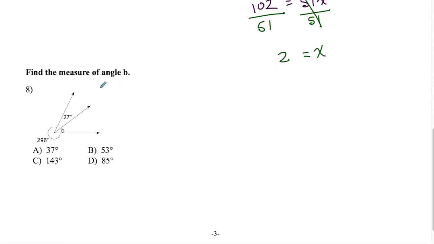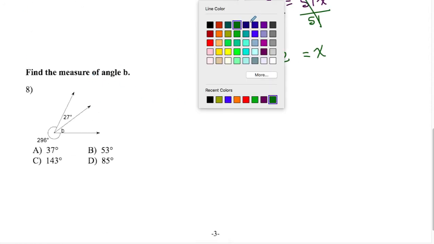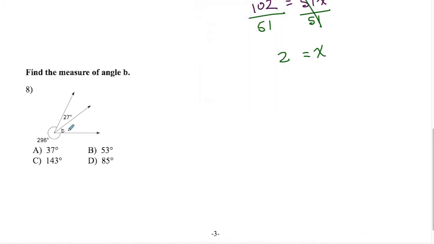On to number 8. Find the measure of angle B. I know that if I add up all three of these angles, they should add up to 360 because there are 360 degrees in a circle, or rather, the angles measuring around a point. So I have 296 plus 27 plus B. All three of those should add up to be 360.